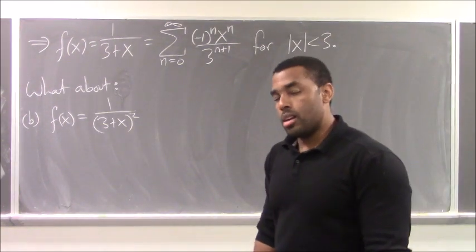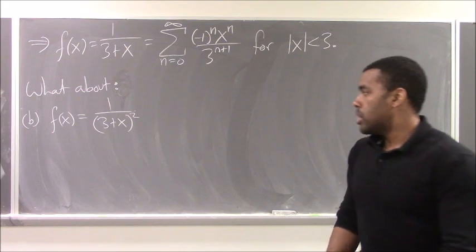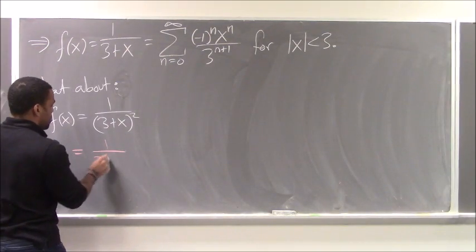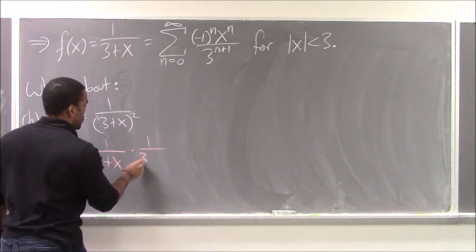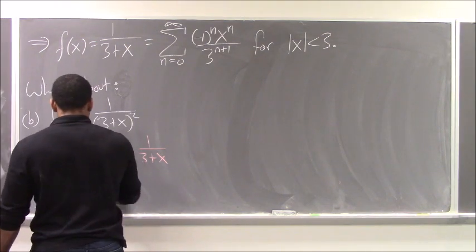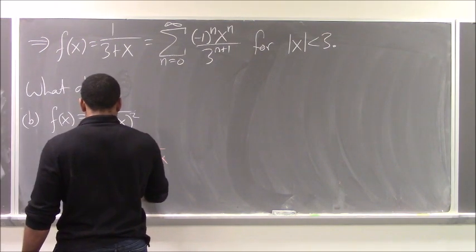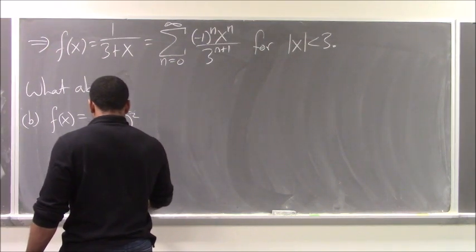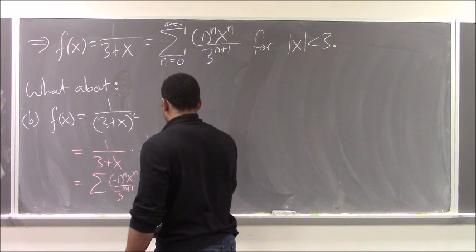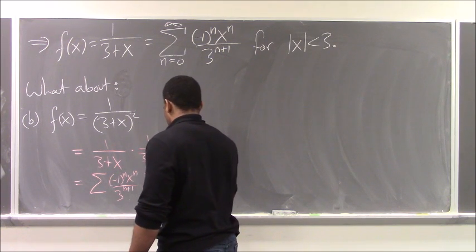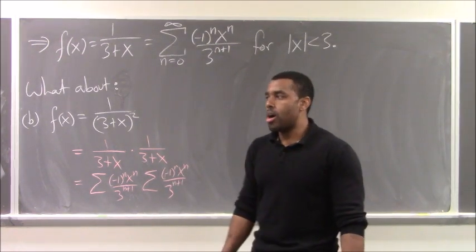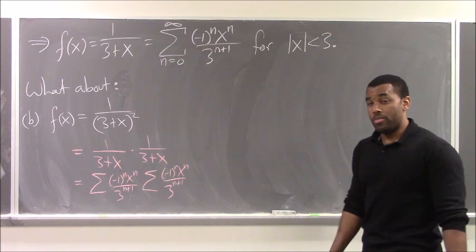Now, here's something that a lot of students might think at first glance. This is just equal to 1 over 3 plus x times 1 over 3 plus x, isn't it? So we can just multiply the series. Which technically isn't wrong, but it's not going to be very efficient.